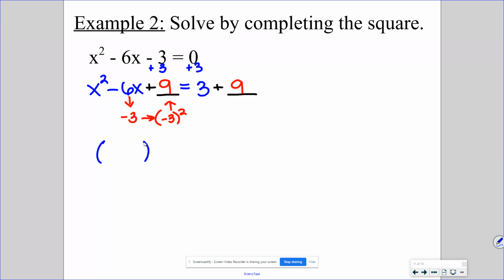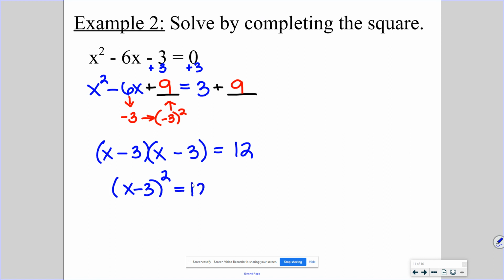Okay, the next step would be to factor the trinomial that you just created. So what times what equals 9 that adds up to -6? That would be -3 times -3. If you do this correctly, this will always be the same. Both parentheses will be the same. So we're going to rewrite it as x minus 3 squared. And then on the right side, the 3 plus 9, that equals 12.